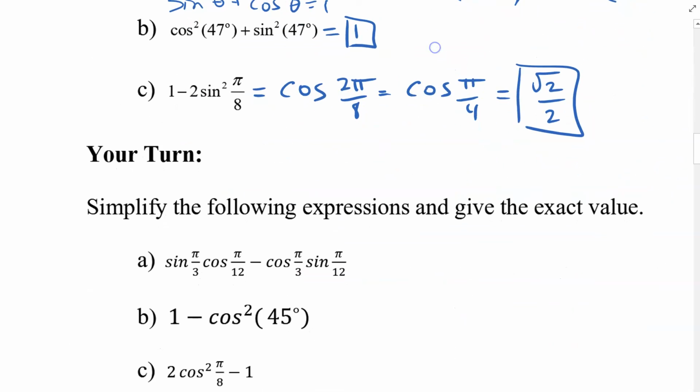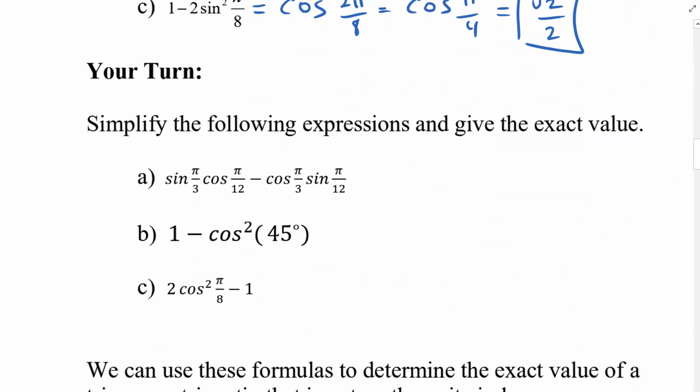Okay, so why don't you try these three, your turns, and give it a shot. And then I'll come back and I'll show you what I got. Thanks.